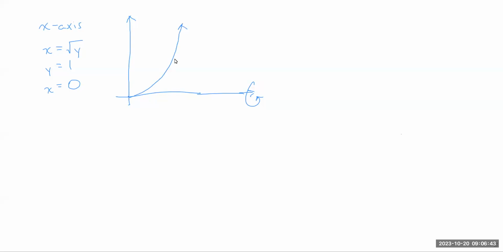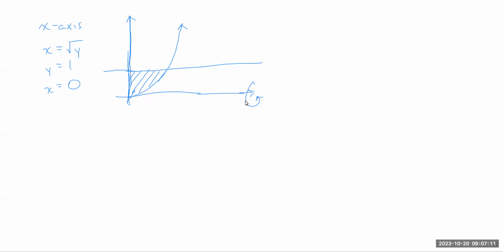So I have a parabola. I have y equals 1. And I have x equals 0, so that's the y-axis. So our region that we're going to make a solid out of is this one here. So I would like to find, I want to find the volume that gets made out of this solid when I revolve it around the x-axis.